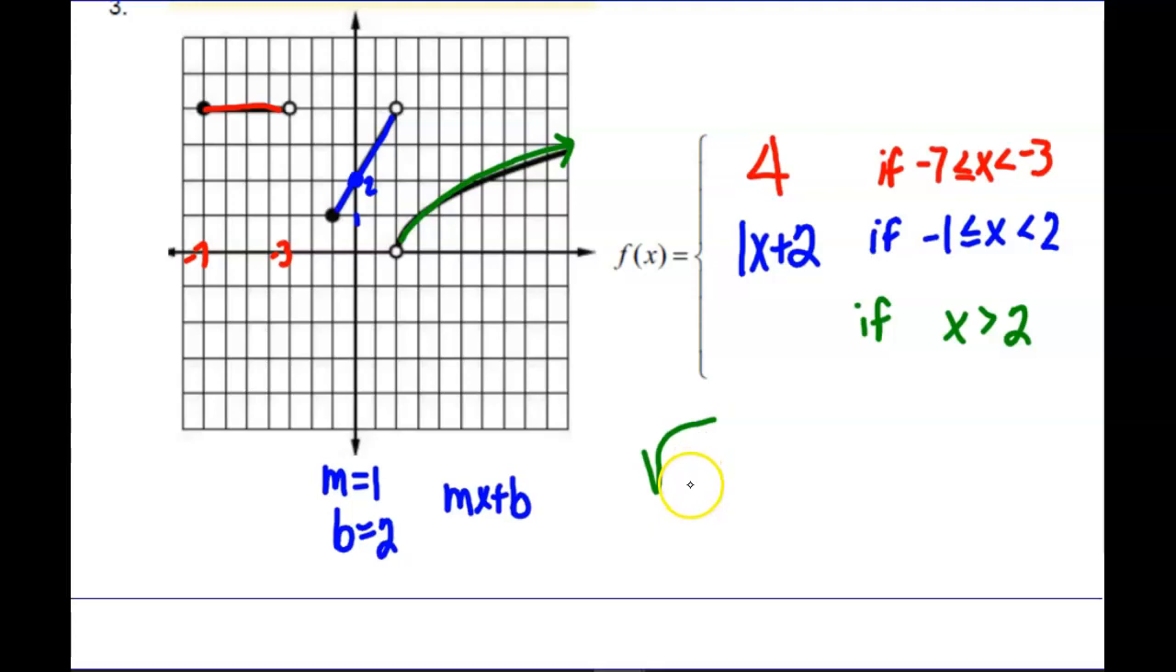Parent function, yes. That's what you had to recognize, that this is a square root graph. Then the square root graph goes a times the square root of (x minus h) plus k. If it's shifted, what is this one shifted? Right to 2. So how do we put in right to 2 here?